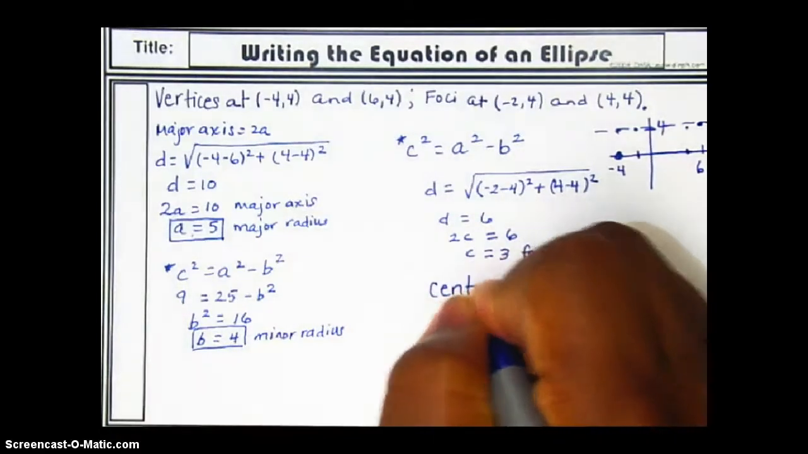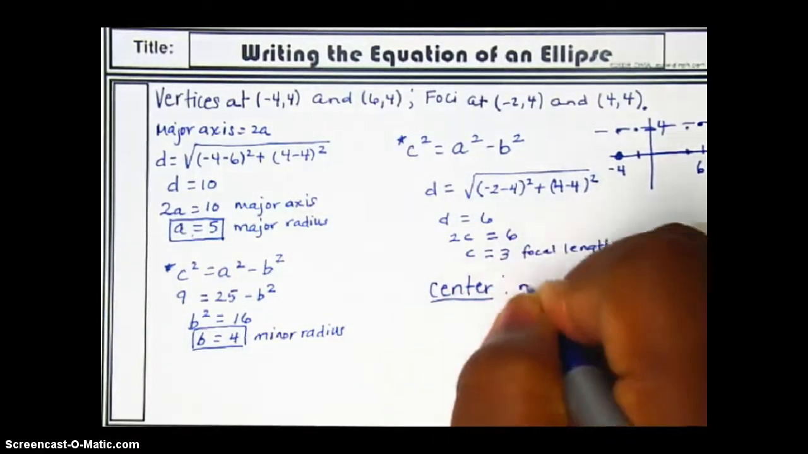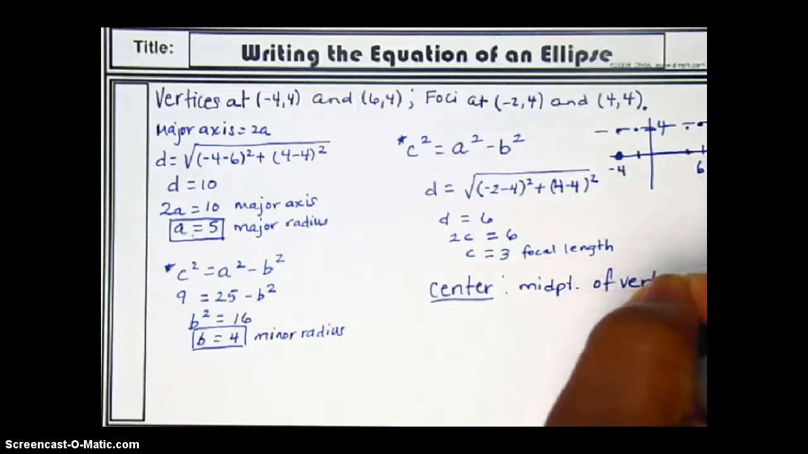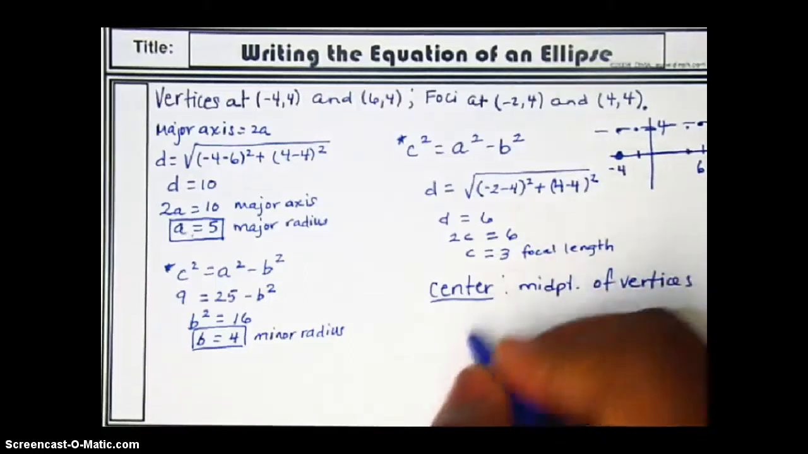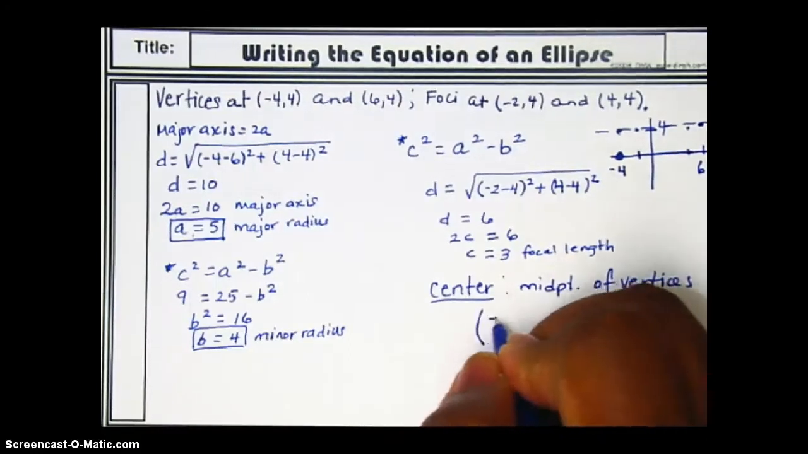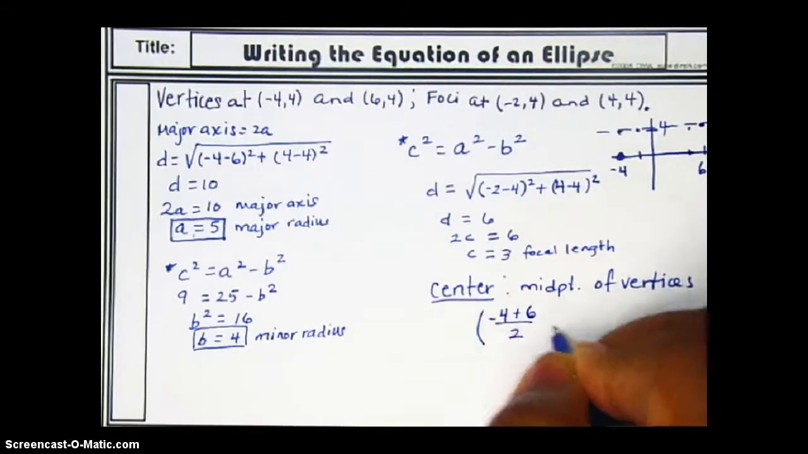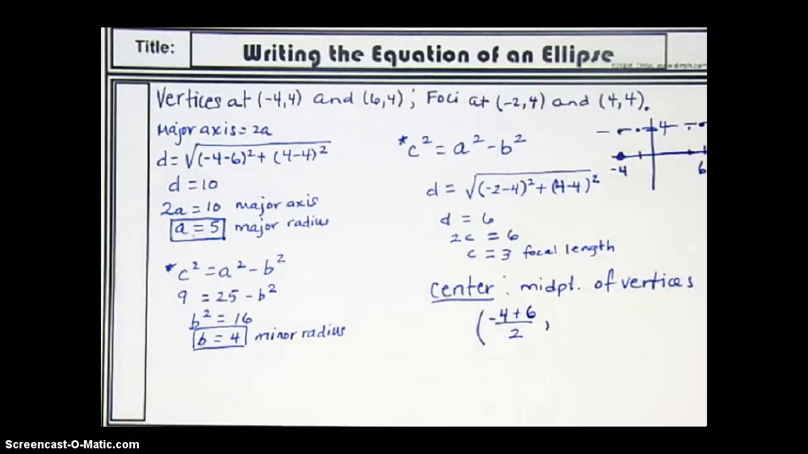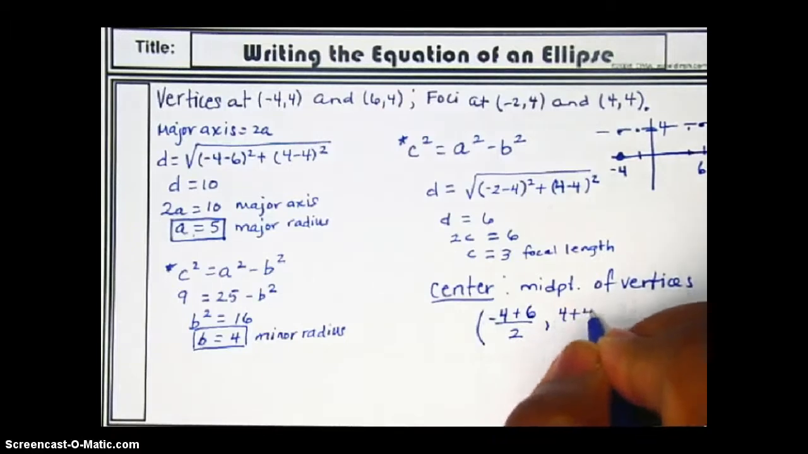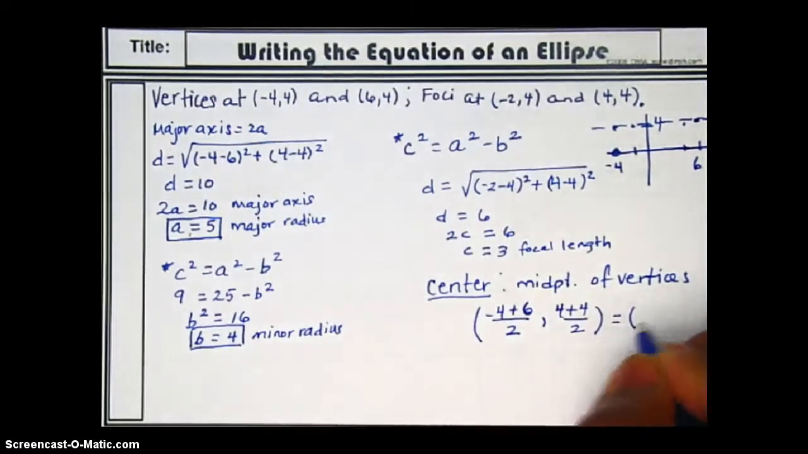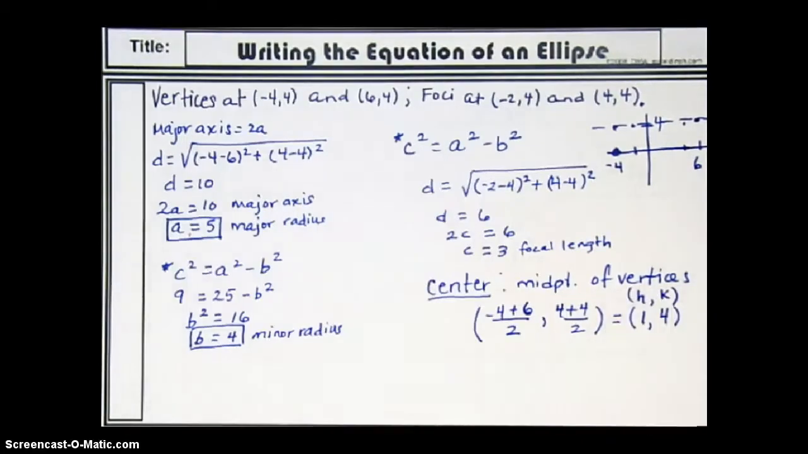So to find the center, we're interested in finding the midpoint of the vertices. Your midpoint formula requires you to average the x values, so -4 plus 6 divided by 2 would be the x coordinate, and then average the y values. 4 plus 4 divided by 2 would be the y coordinate. So our center is the midpoint 1, 4, and remember that represents the coordinate h, k.